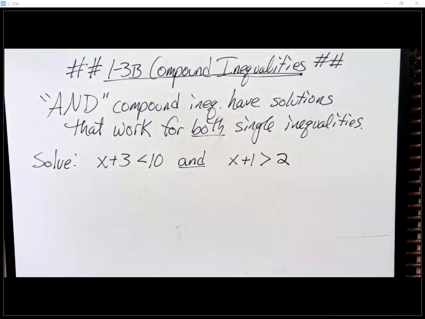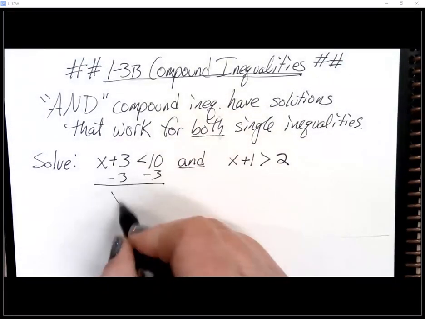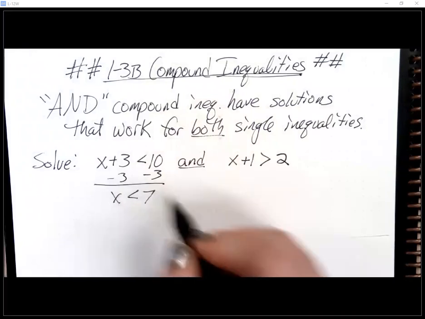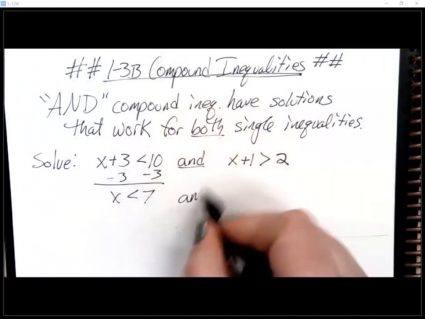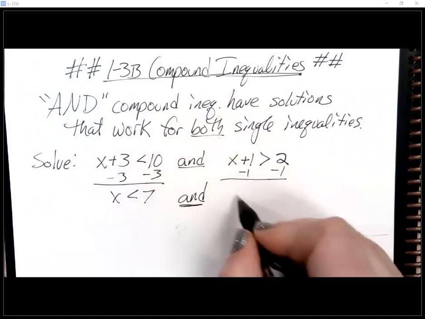If you're given something like this, it's clearly an and inequality because we have the word and. All I'm going to do is solve each single inequality like I normally would. So on the first one, I would just subtract 3, no big deal. Minus 3, minus 3. So x has to be less than 7. I'm going to bring down the word and. Here, I'm just going to minus 1, minus 1. X has to be greater than 1.